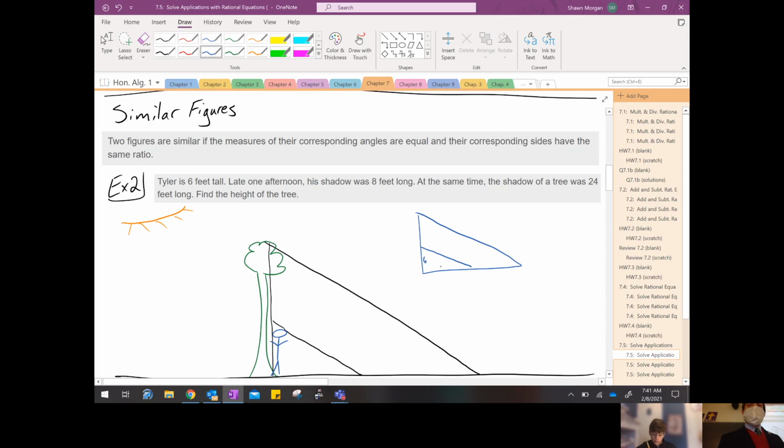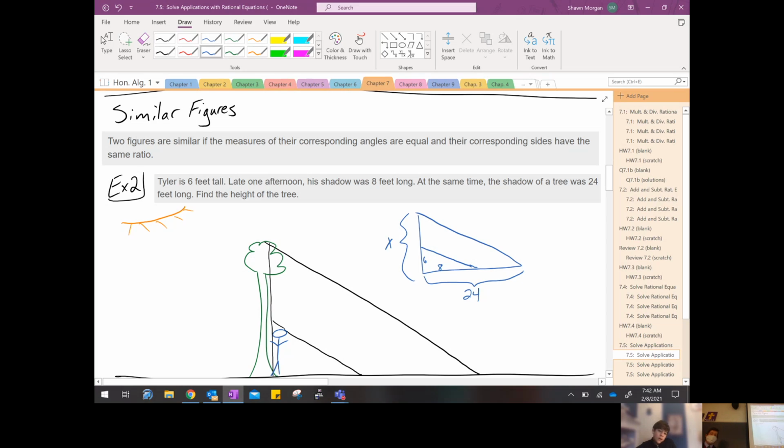So Tyler is 6 feet tall, and he casts an 8 foot long shadow. Okay? And it says at the same time, the shadow of the tree is 24 feet long. I know my drawing's not to scale, but you can deal with it. 24 feet long, and we want to figure out how tall the tree is.